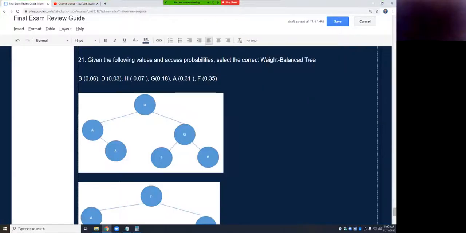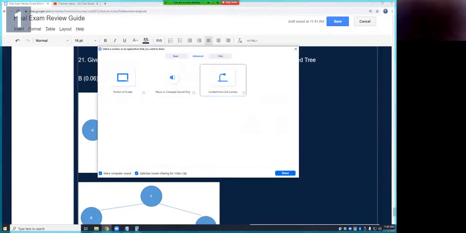Problem 21 states, given the following values and access probabilities, select the correct weight balance tree. So we have B is 6%, D is 3%, H is 7%, G is 18%, A is 31%, and F is 35%. So let's go to .cam to work out this solution.